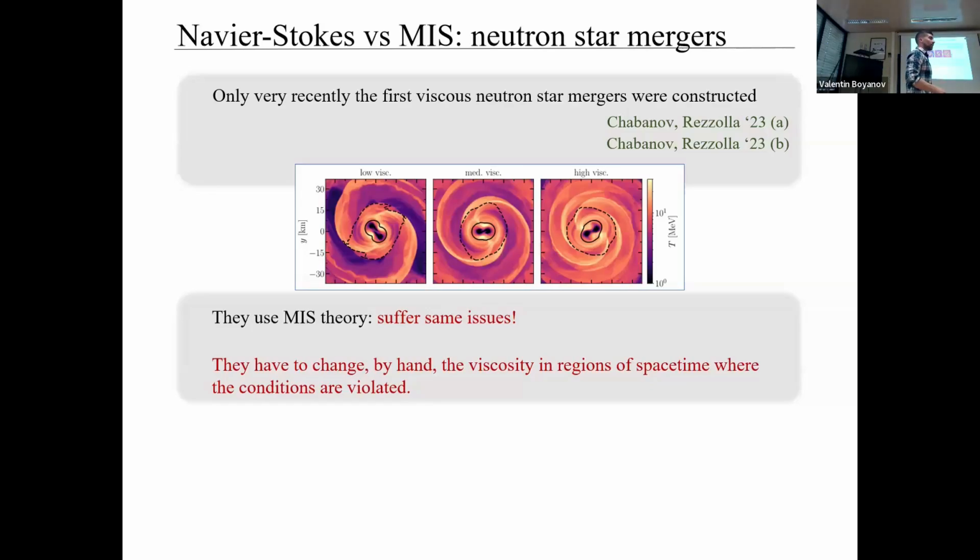No, I don't understand that part. So is that causing issues in the evolutions then? Probably yes, because what they do in practice is avoid these regions by changing things by hand in such a way that you skip these violations. So they have to change this by hand.